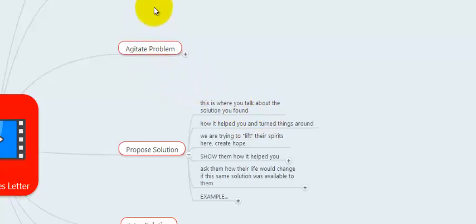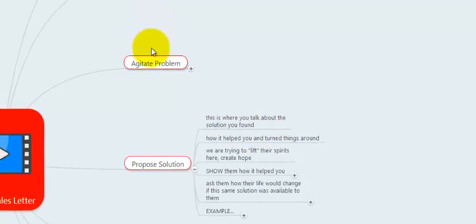So going back to the guy who quit his job to make more money, and he didn't have a plan, so he ran out of money and his wife left him and his whole life fell apart. Well, this is where we can talk about the solution that he found. So the solution could be that he came across an awesome secret formula for starting up and running a business in under 30 days, or taking a business to $10,000 a month in under 60 days, or something like that. You just need to talk about the solution that you found, how it helped you turn things around.